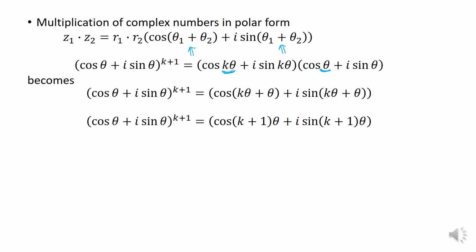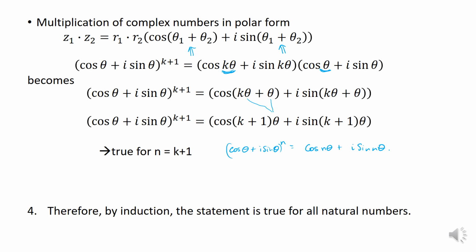All right, and if we take theta as a common factor within that bracket, we get cosine (k plus 1) theta plus i sine (k plus 1) theta on the right. And this now is in the form of the original statement. So we've shown that it's true for n equals k plus 1. What did the original statement say? It said that (cosine theta plus i sine theta) to the power of n is equal to cosine n theta plus i sine n theta. And there we've done our proof, and we finish with our statement.